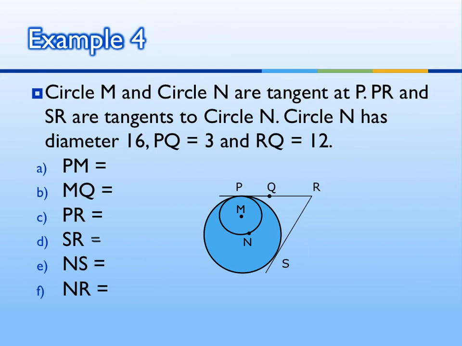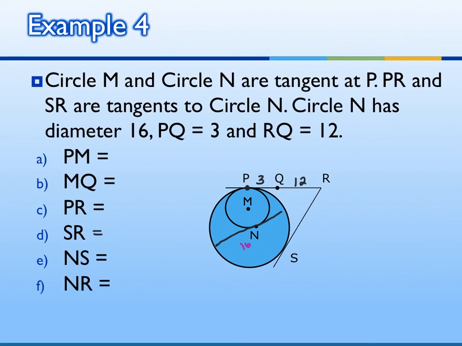All right, circle M and circle N are tangent at point P. So this means that this is that point of tangency. PR and SR are tangents to the circle N, and circle N has a diameter of 16. PQ equals 3. This is 3. RQ equals 12. This is 12. Diameter would tell you what? If it's all the way across, right? If that whole thing is 16.